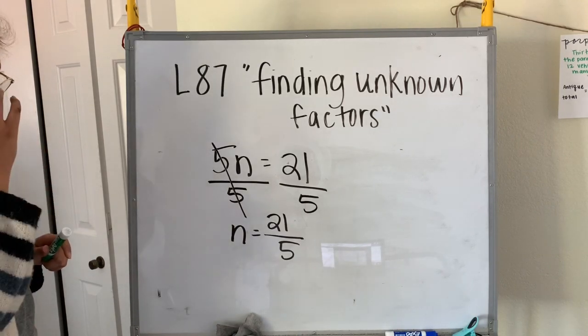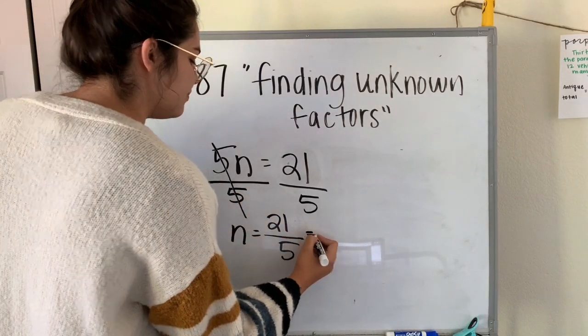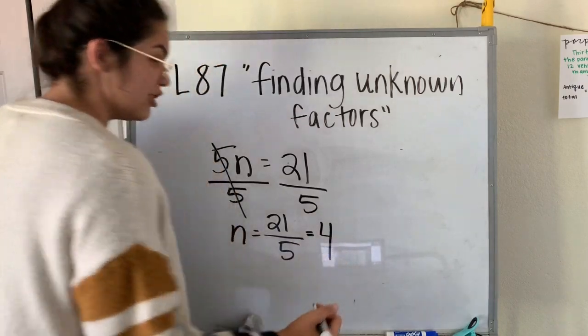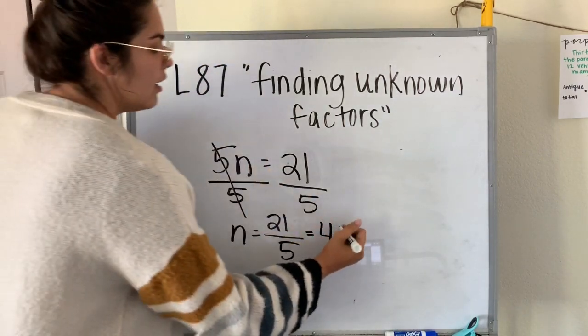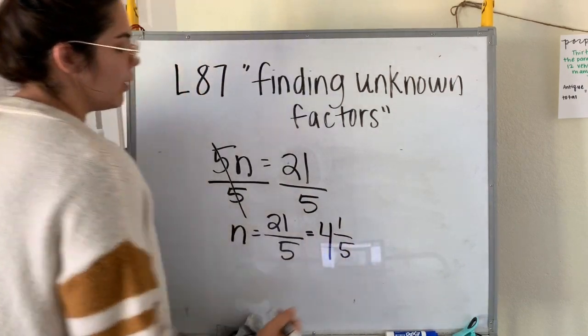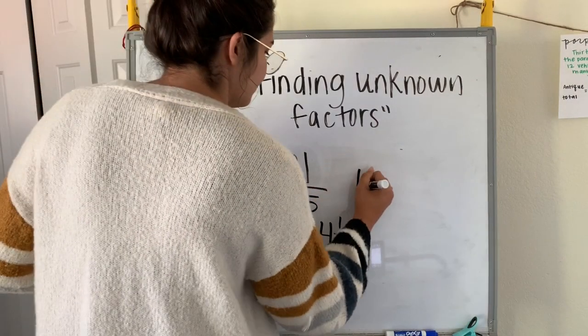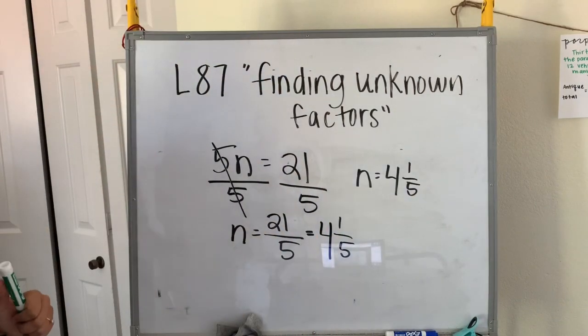It's an improper fraction. How many times can 5 go into 21? 4, which is 20, right? And if I take 20 out of 21, I'm left with 1. So 4 and 1/5. N equals 4 and 1/5.